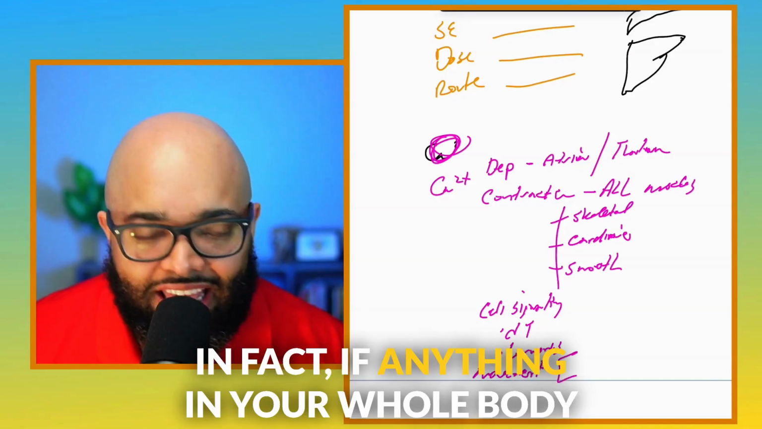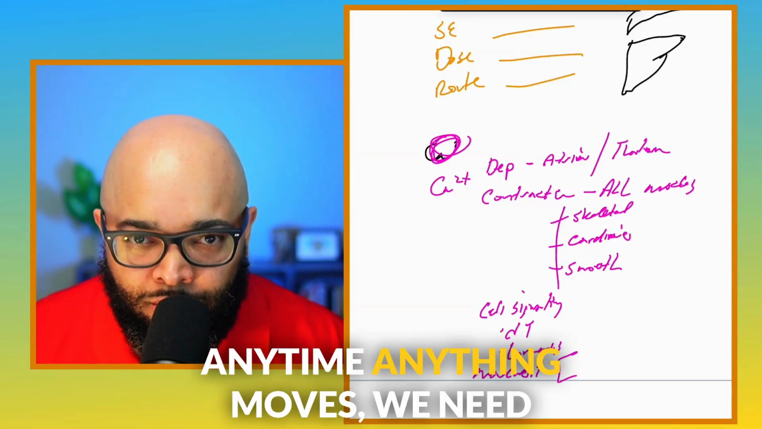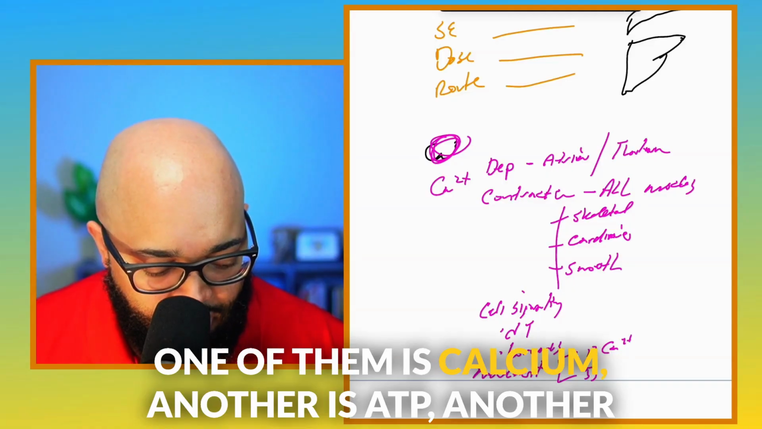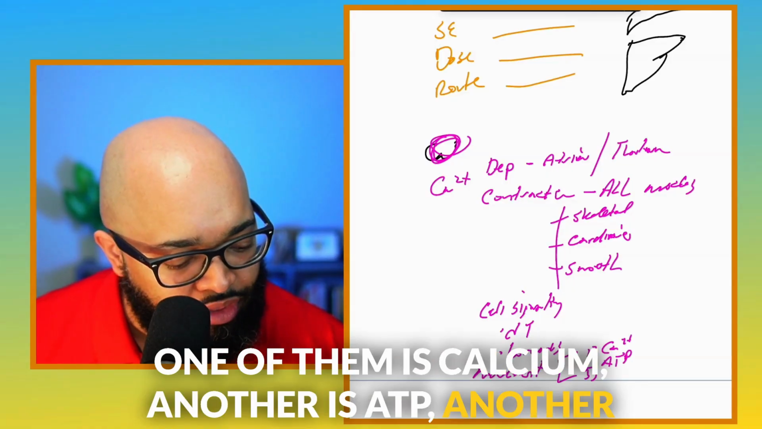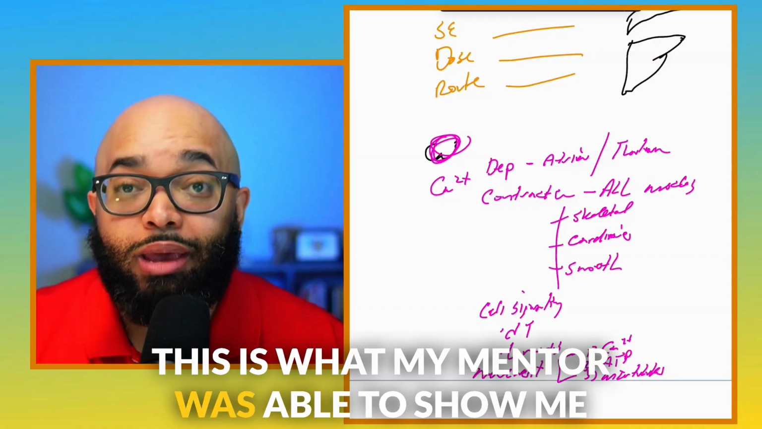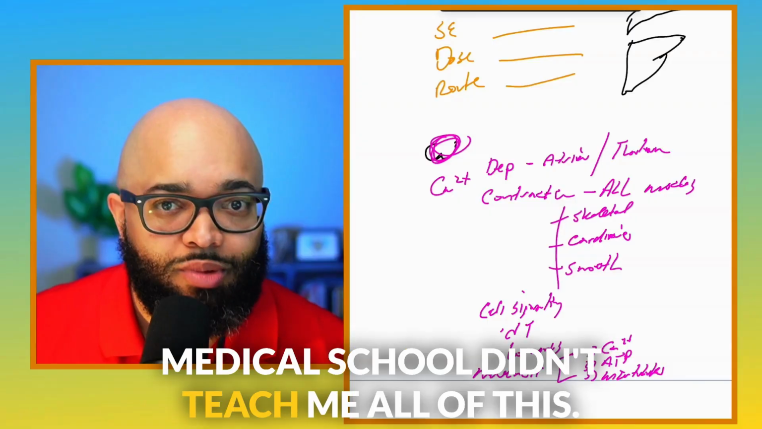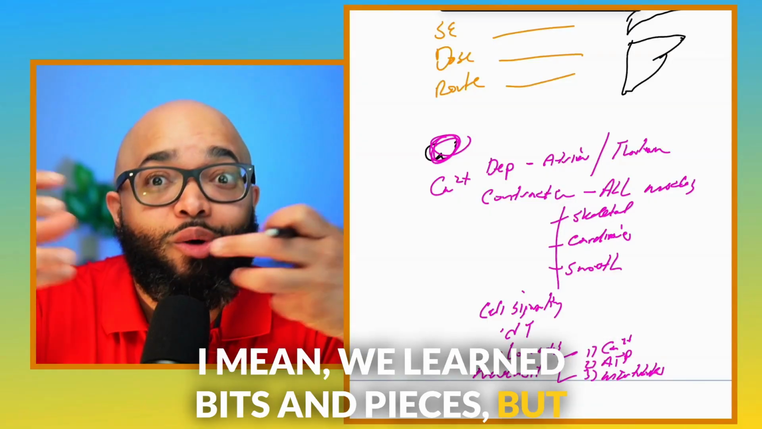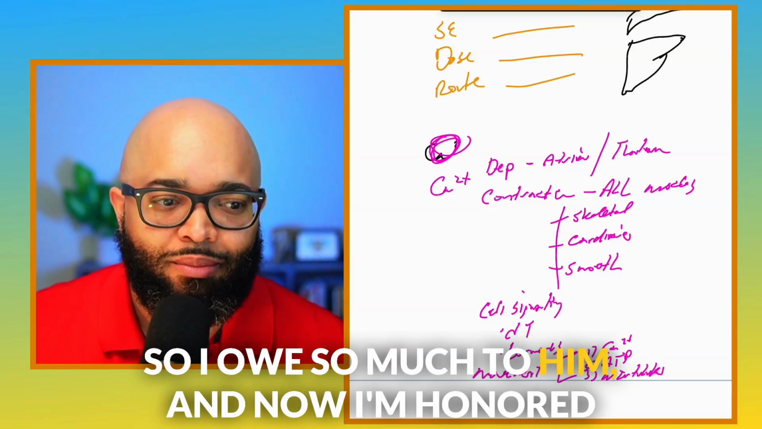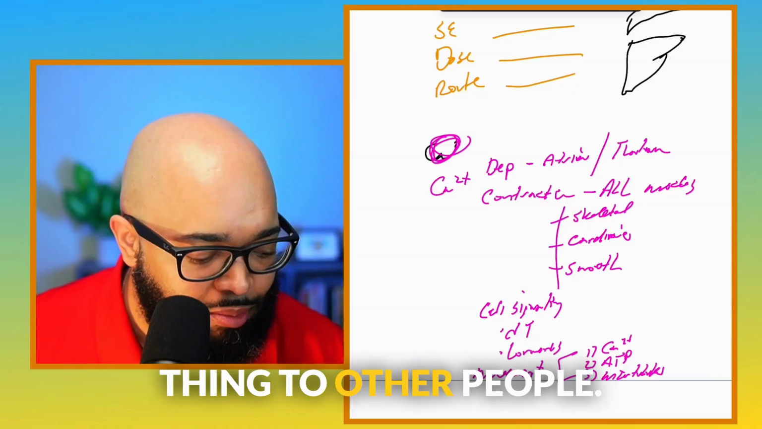In fact, if anything in your whole body moves, we have to have three things. Anytime anything moves, we need three things. One of them is calcium, another is ATP, another is microtubules. This is what my mentor was able to show me, and how he told me, go back and learn normal for yourself. Medical school didn't teach me all of this. We learned bits and pieces, but nobody put the story together like my mentor, Dr. Francis. So I owe so much to him. And now I'm honored to be able to teach this same kind of thing to other people.